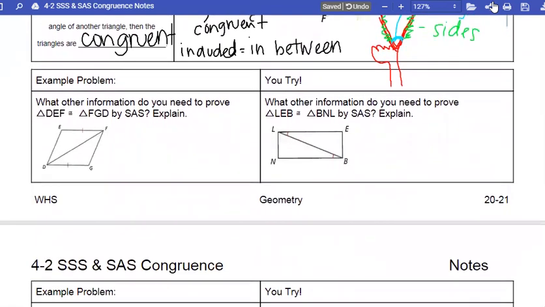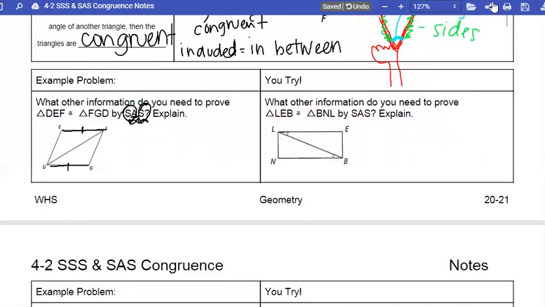All right, let's look over here. It says, what other information do you need to prove that triangle DEF is congruent to triangle FGD by side angle side? So we want side angle side here. So we need two sides. You see our two S's, and we need an angle, which has to be in between our two S's, or in between our two sides. So if we look at this diagram, they only give us that EF is congruent to GD.